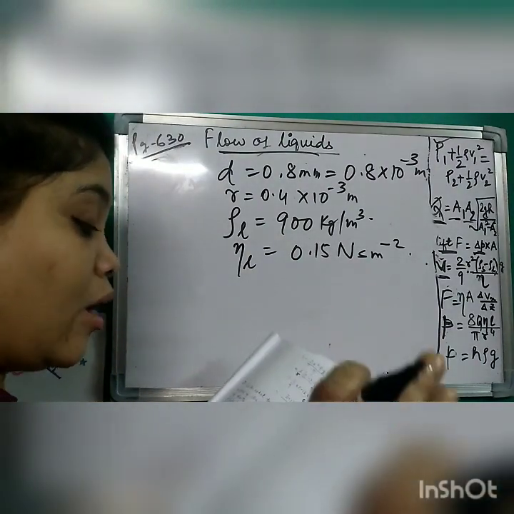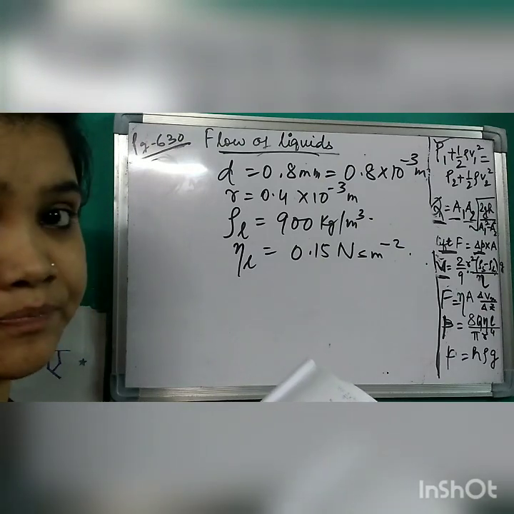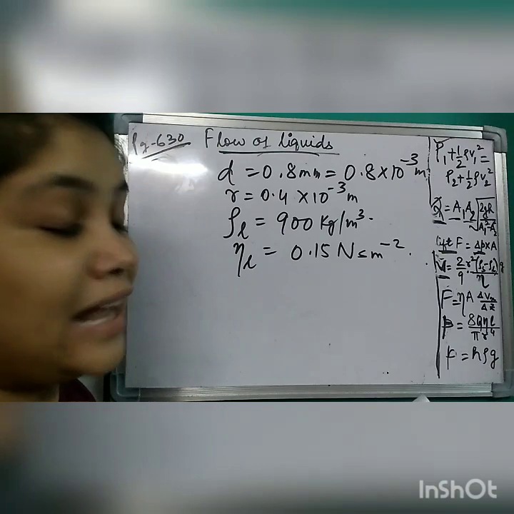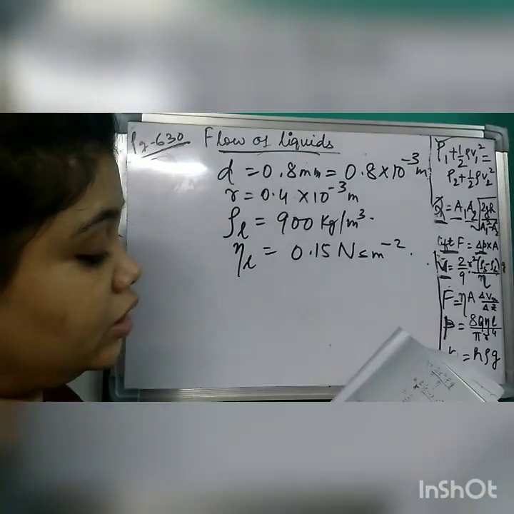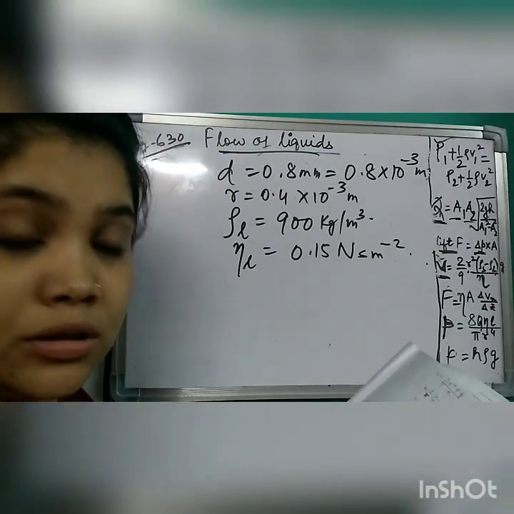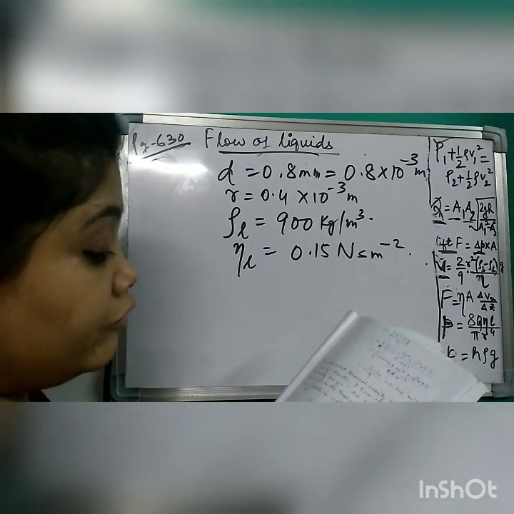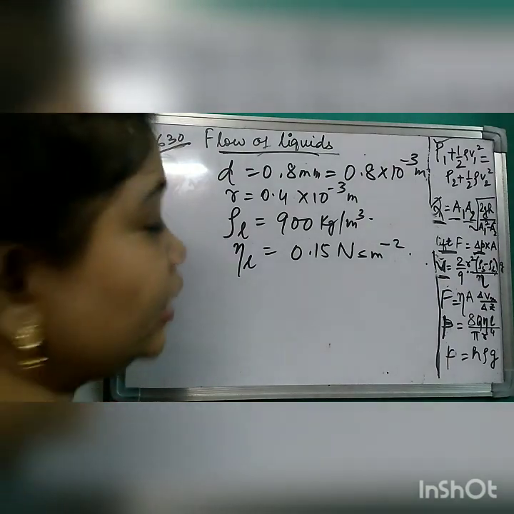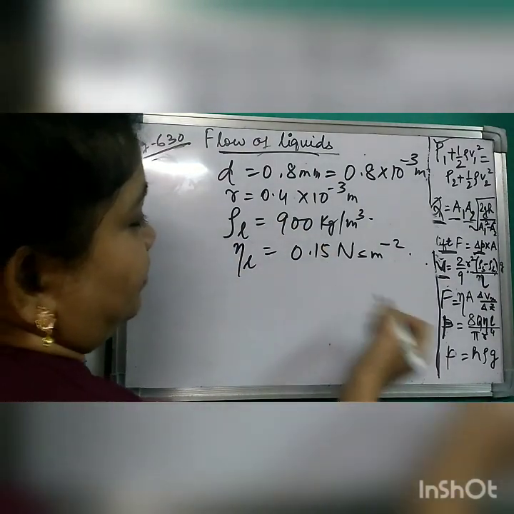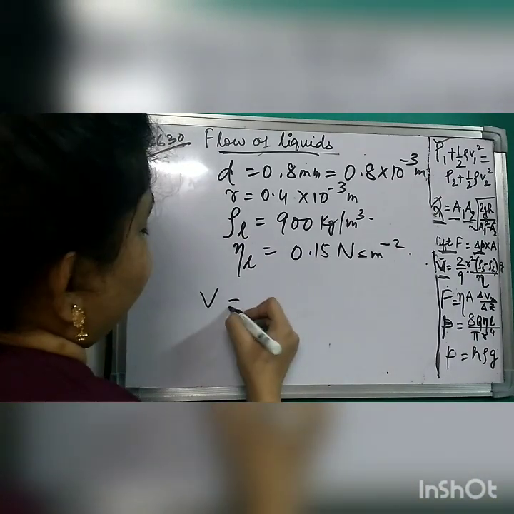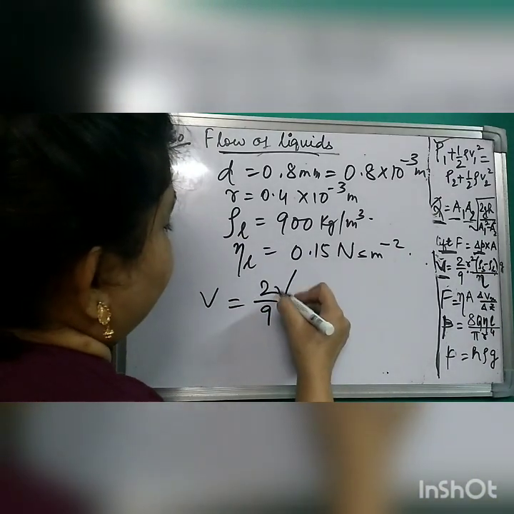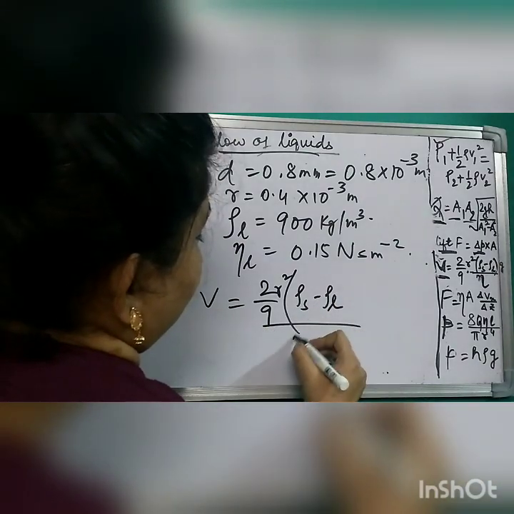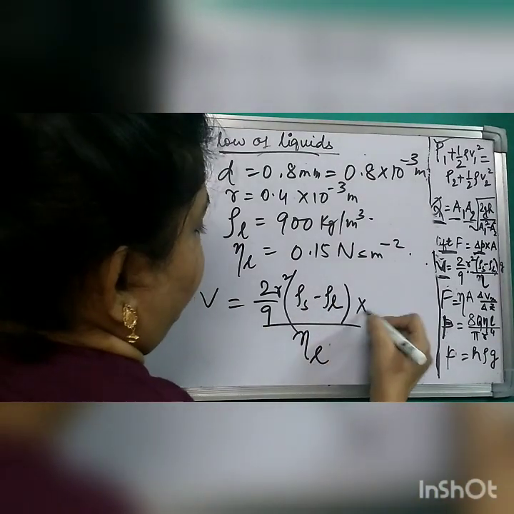Here water is not given in the first part, it's given as a liquid, any liquid. The name of the liquid is not given, and they have asked what will be the terminal velocity of the same bubble in water. Ignore density of air. They have asked you to ignore the density of air. So let us put in the terminal velocity. We get 2 by 9 r square, rho s minus rho l by eta l into g.